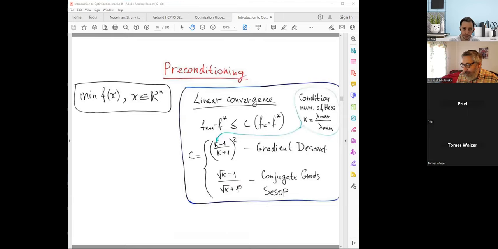And now we only need to talk a little bit about preconditioning. This is another version of the convergence rate, where kappa is lambda max by lambda min. This is kappa, it's not k. It's my writing. Okay. So how can we improve the condition number?